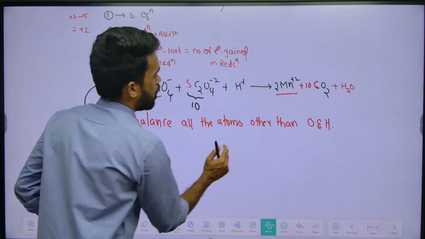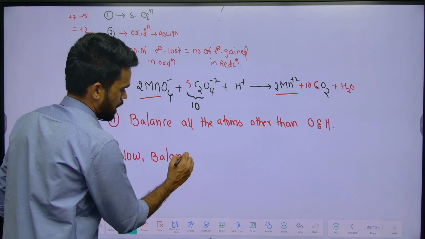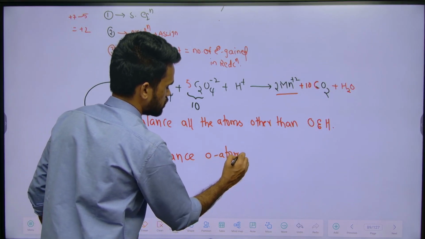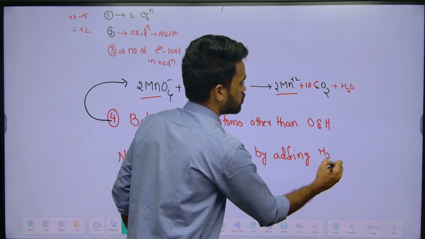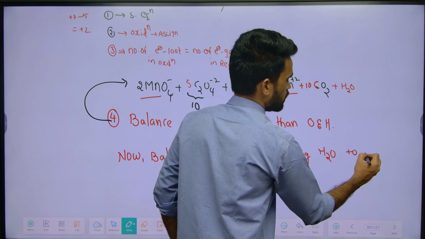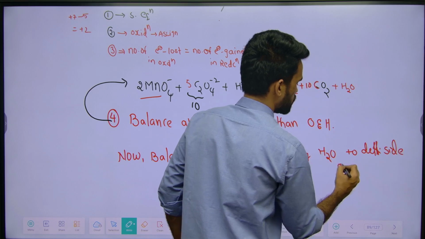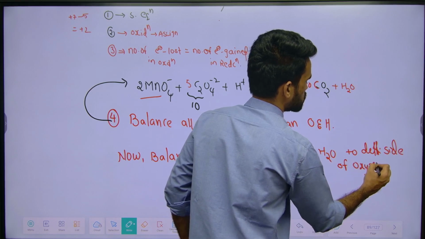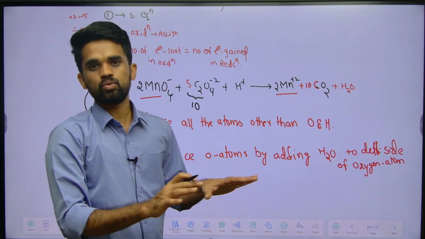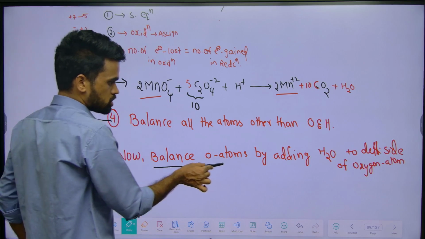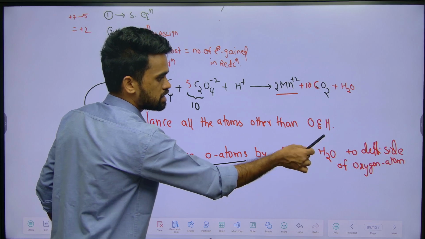Now balance oxygens. Balance oxygen atoms by adding water molecules to the deficient side of oxygen atoms. So wherever oxygens are less, on that side you add water and balance the equation. Now what are we doing? Now we are balancing oxygen atoms. How can we balance oxygen atoms? Wherever there is deficiency in oxygen, on that side you add water.